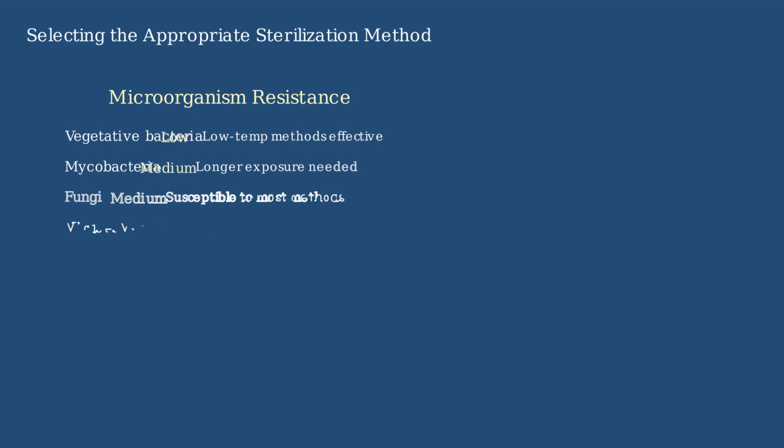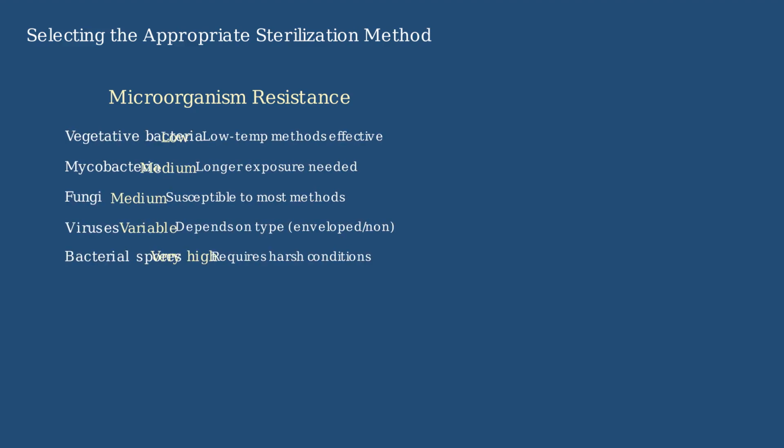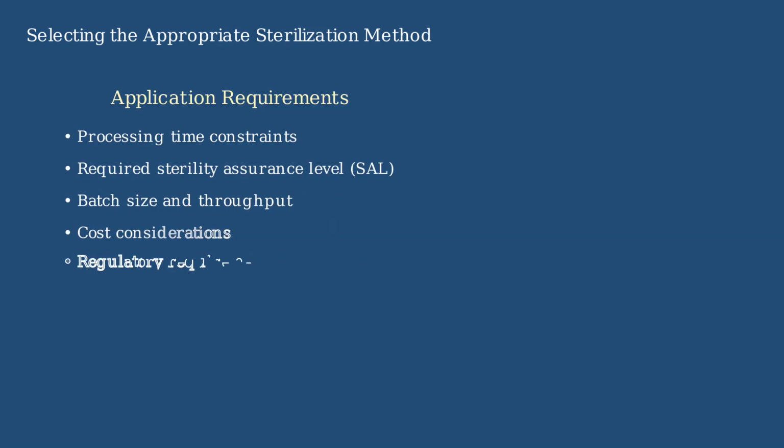Different microorganisms exhibit varying levels of resistance to sterilization. Bacterial spores are the most resistant, requiring more intensive methods, while vegetative bacteria are relatively easy to eliminate. Application requirements also play a critical role. These include processing time constraints, required sterility assurance levels, batch size, cost considerations, and regulatory requirements specific to different industries.